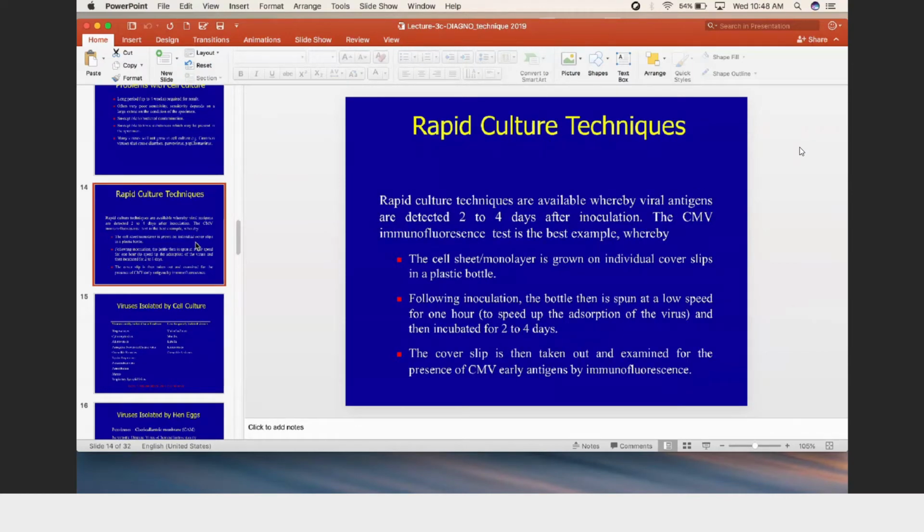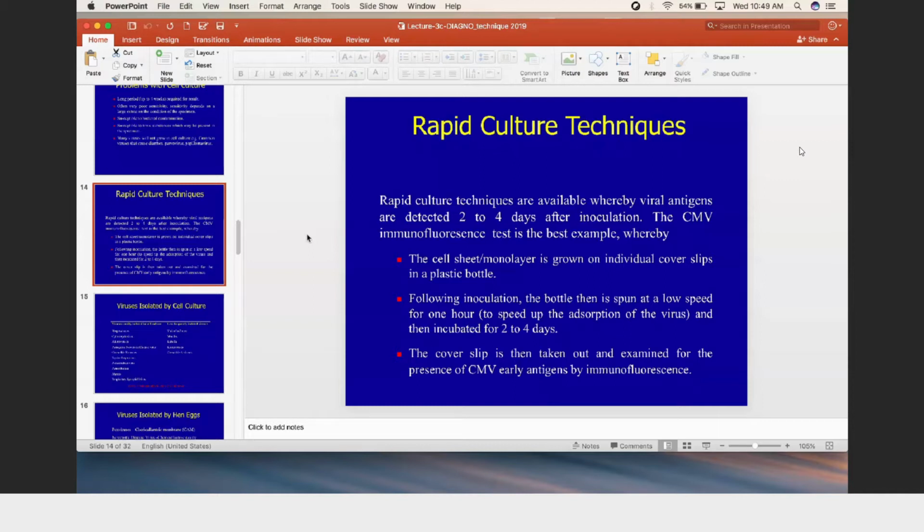So, rapid culture technique. This is what we're doing. Why do we do the rapid culture technique? Because we don't want to wait for the virus to fully infect the cell, grow inside the cell and release the virus. Because if you're dealing with a slow-growing virus like CMV in this case, then it may take 1 week or 10 days or 2 weeks for you to see the result.